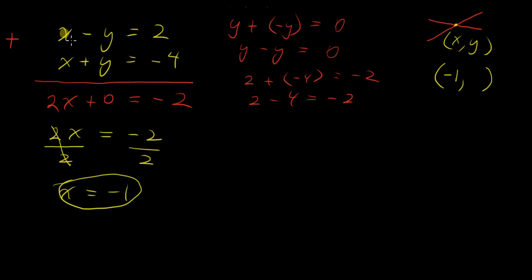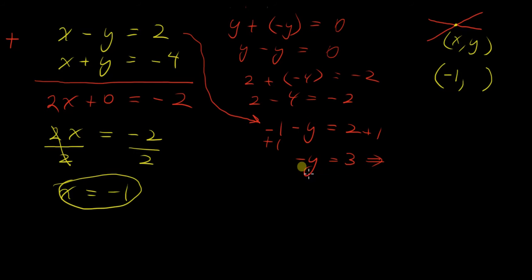So if we now know x is negative 1, then we can say negative 1 minus y equals 2. All I did was take this and rewrite it, but now since I know x is negative 1, I put that in there. Now we can solve for y. Okay, so I'm going to add 1 to both sides, and so I get negative y equals 3. And if I multiply both sides by negative 1, and we just saw you can do that.